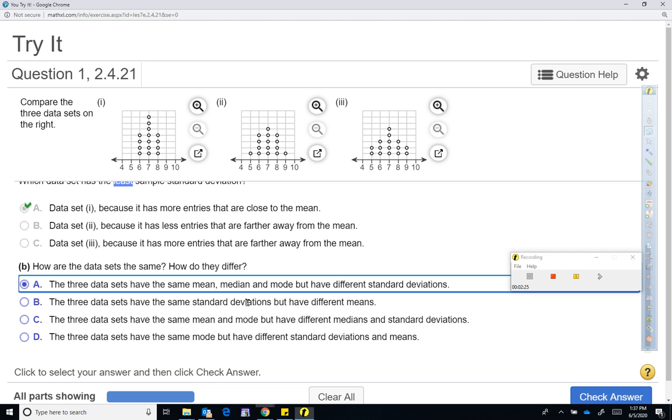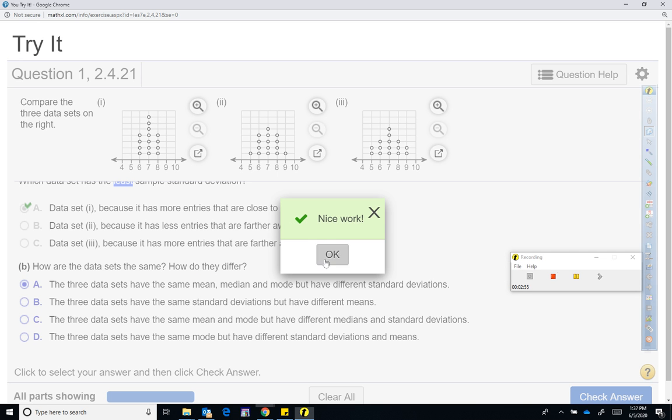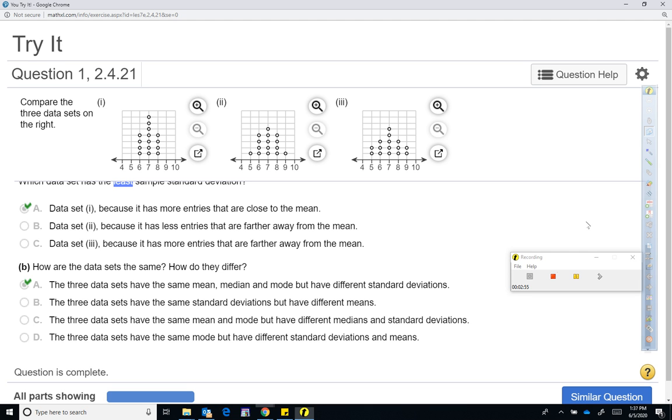No, that is not correct. The three data sets have the same mean, yes, and mode, but have different medians and standard deviations. No, that is not correct. The three data sets have the same mode, but have different standard deviations and means. No, they have the same means. So option A is going to be the right one. And this is how we complete this question.